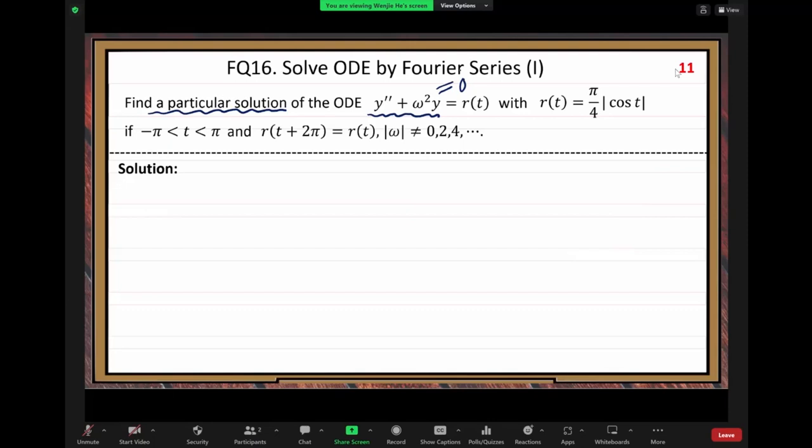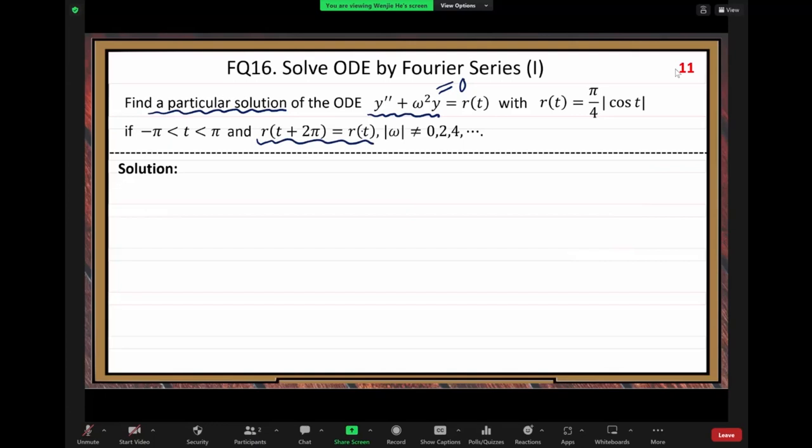Here we need to use the Fourier series method. Yeah. Here you can see there is a special requirement. Even if I do not say using the Fourier series, when you see the 2 pi periodic extension, you should use the Fourier series. Otherwise, you cannot handle that 2 pi periodic property.